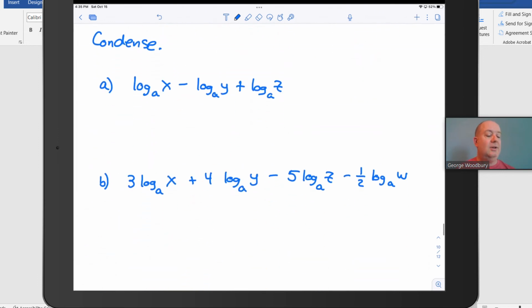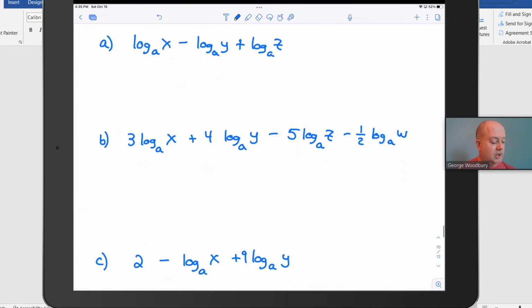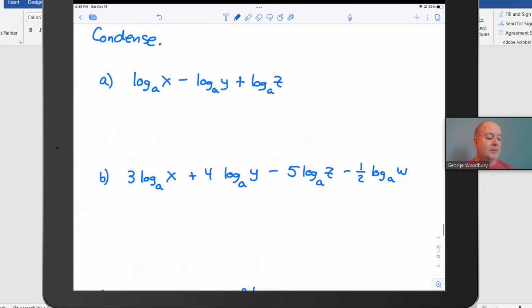Right. Condense is the opposite. Rather than breaking it up into separate logarithms, sometimes we want to get all the logarithms together into one. And so that's what we're doing here. I've got a few examples of that. The thing to remember, just undoing what we did in the last type of problem, is anything that's positive goes in the numerator, anything that's negative goes in the denominator. Any coefficient in front becomes an exponent for that variable.